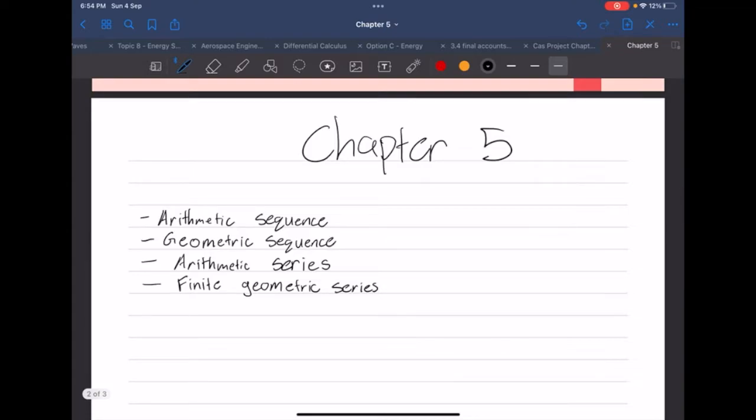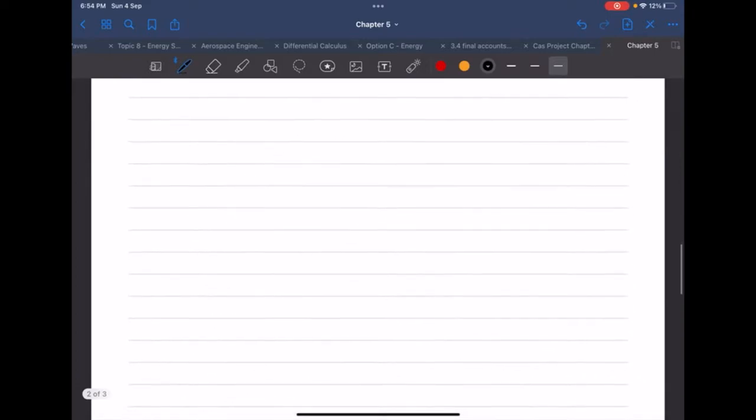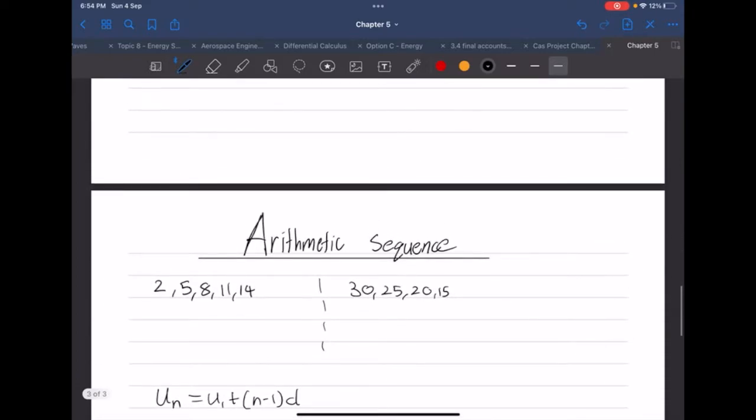Okay, today we're looking at chapter 5 in the math textbook, which is sequences and series. In this chapter there are 4 subtopics: the arithmetic sequence, the geometric sequence, the arithmetic series, and the finite geometric series. Right now we'll look at the arithmetic sequence.